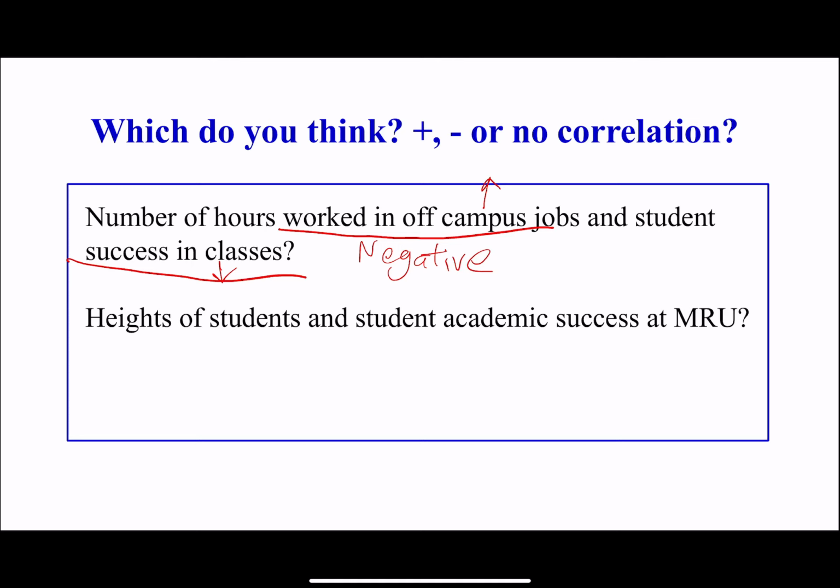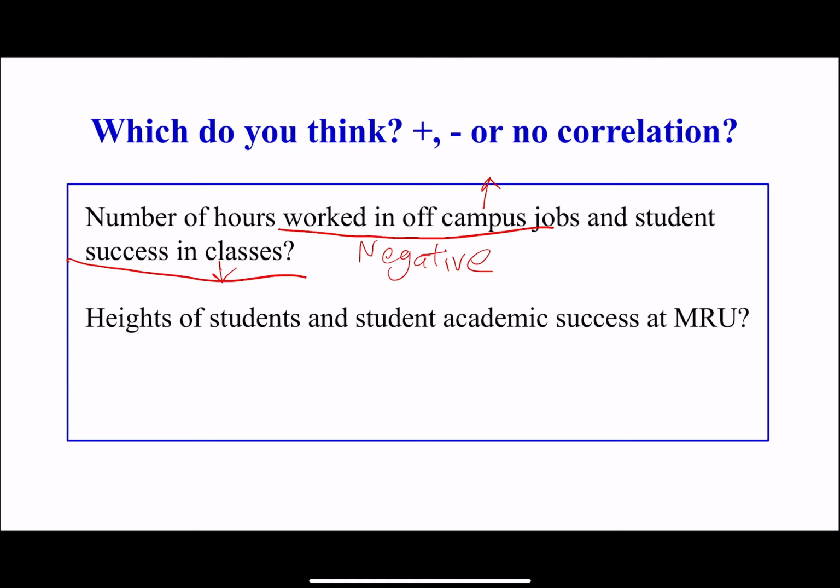As you see, correlation does not suggest any cause and effect relationship. If you're working in off-campus jobs, it doesn't mean that you're not going to be successful in classes. Not at all. So it's not cause and effect. But research studies suggest that there is a correlation between these two variables: number of hours working in off-campus jobs and a student's success in classes. Okay, as you see, correlation is different from a causal relationship.